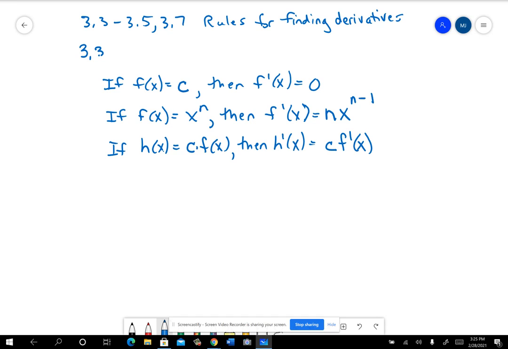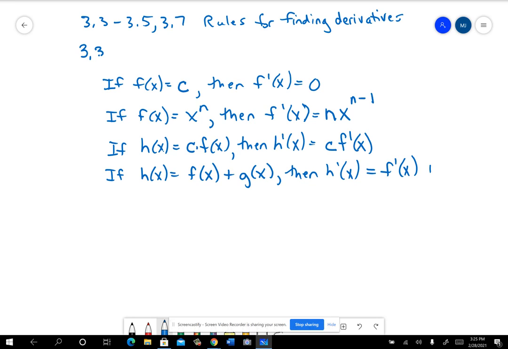Okay, let's see. Oh, another one was this. If h of x was actually the sum of two functions, then when you go to do the derivative, it's okay to do the derivative of each piece, and then add them. By now we've talked about the product rule, and we know that that's not the case.